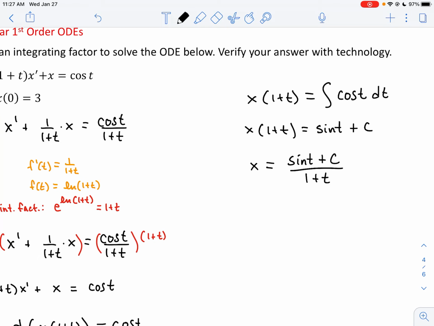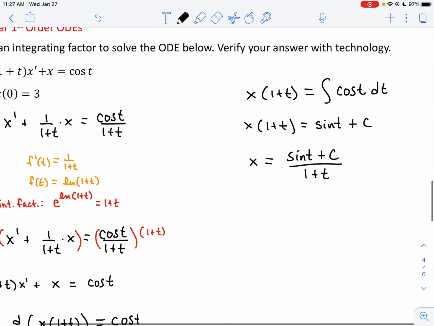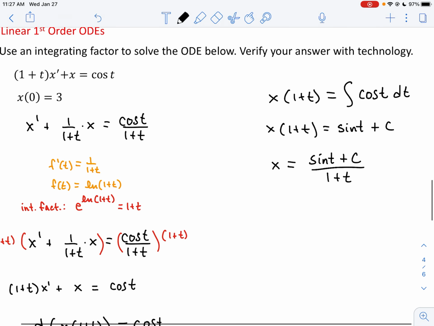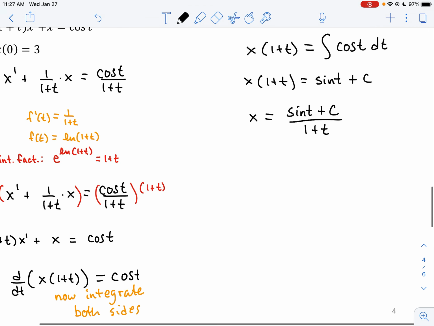And here is our explicit general solution. It's explicit because we've isolated the dependent variable x, and it's general because of the c. Now let's do the initial condition. X of 0 is 3, so I can change x to 3 at the same time I change all the independent variables t's to 0.